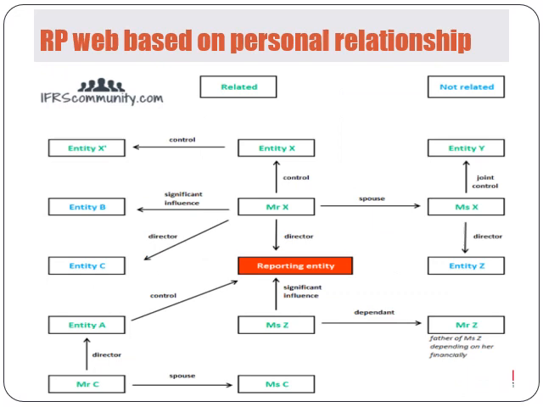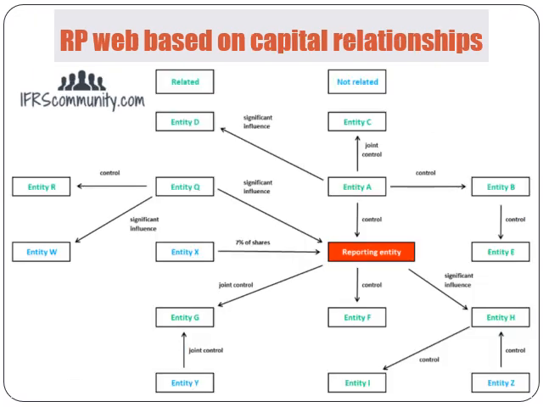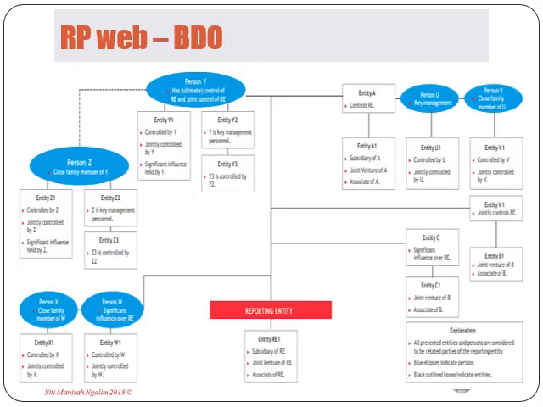IFRS Community has prepared a related parties web based on personal relationship as well as based on capital relationships. You may refer to them on its website under IAS 24. BDO also came up with a related parties web. You may refer to it to help you understand the related parties, either individuals or entities. I have also uploaded this in your Putra Plus.